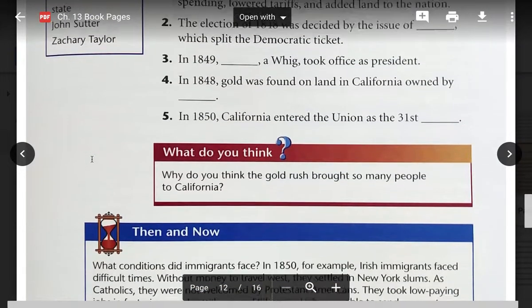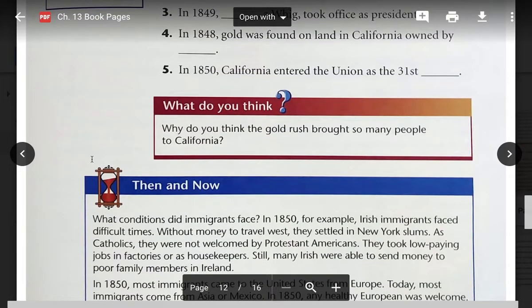What do you think? Why do you think the gold rush brought so many people to California? To discuss this one, you might think about how, since they discovered gold, people wanted to strike it rich and live the American dream. And people like to get rich quick. So people went there initially, and then they needed other people to give supplies, and that just ended up bringing people very quickly.